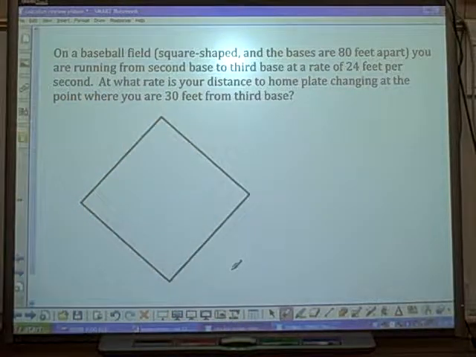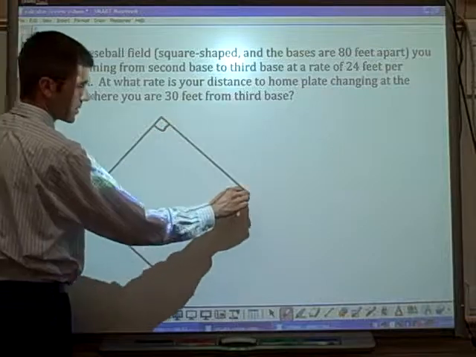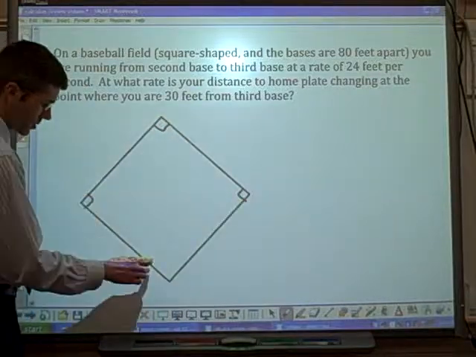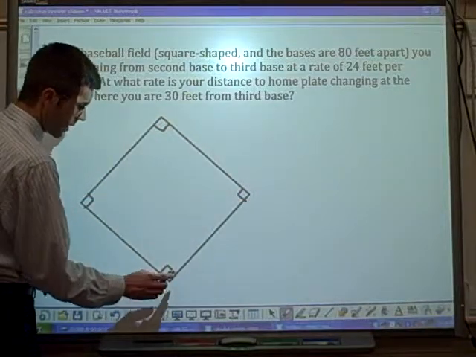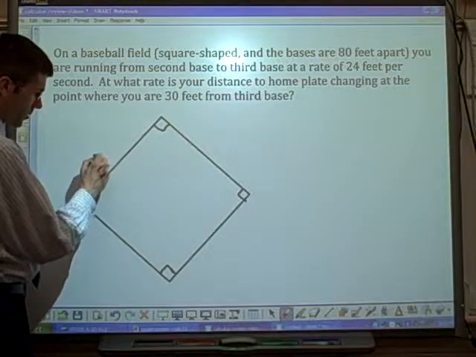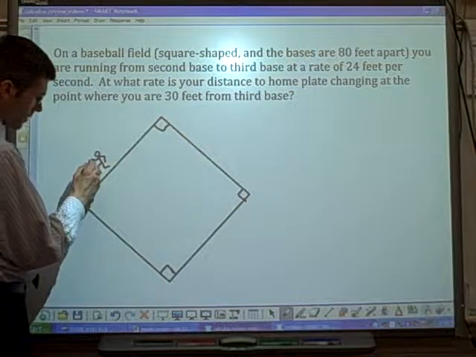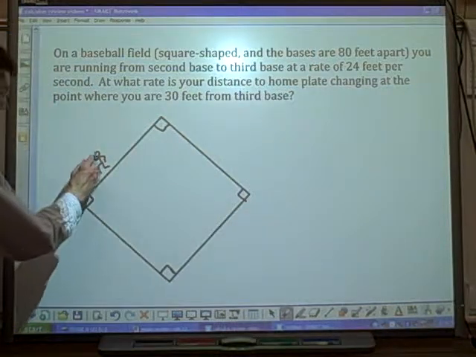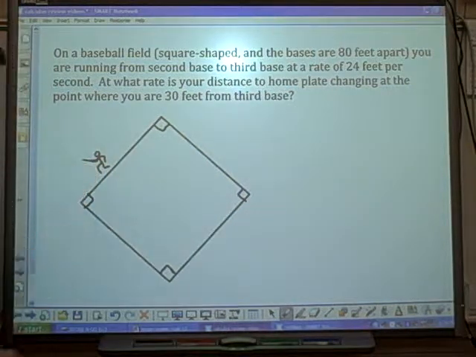You're running from second base to third base. Here's second base, here's first, here's third, there's home, and we're running second base to third base. I'm not a very good artist here, and obviously that arm is longer than the other one. Well, it looks that way. No, it really is. Okay, and we're running at a rate of 24 feet per second.